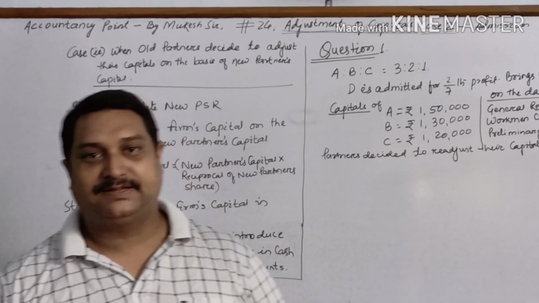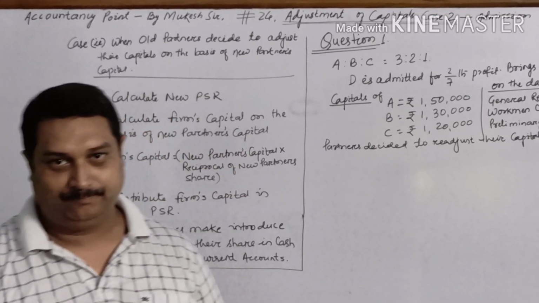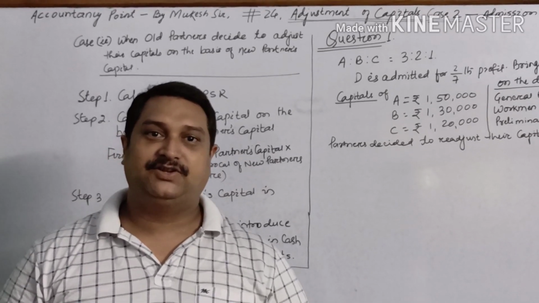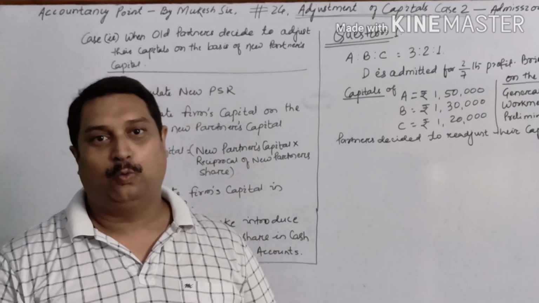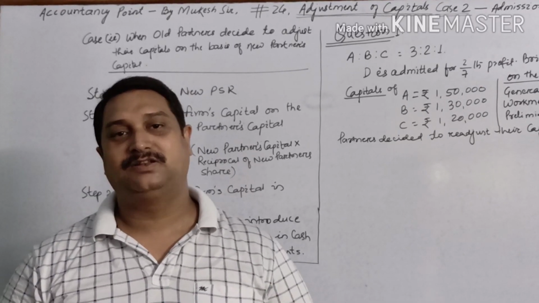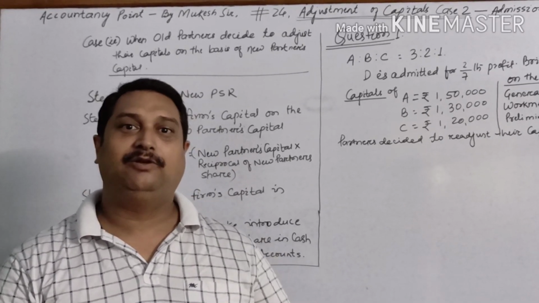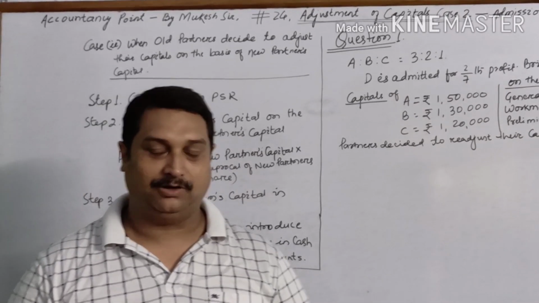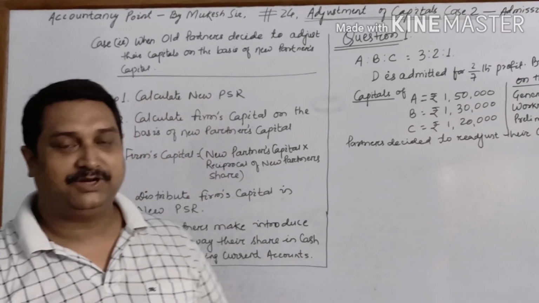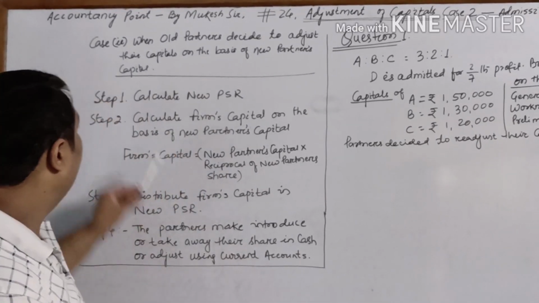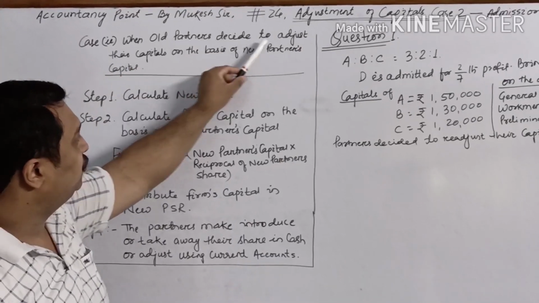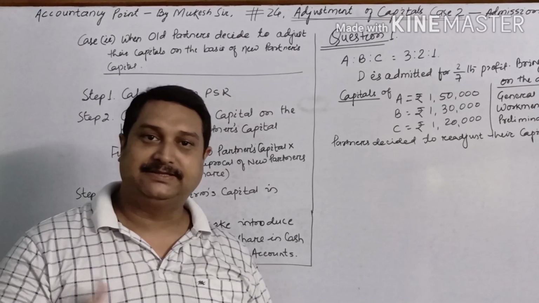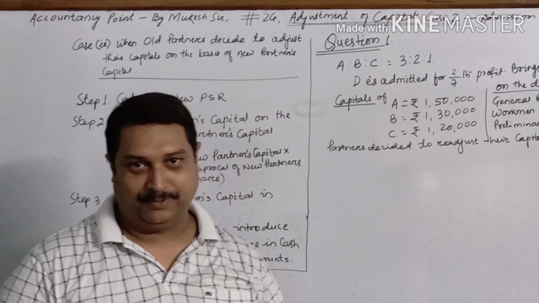The topic for today's discussion is the adjustment of capital. In the previous video number 23, we saw the adjustment of capital case 1, when the new partner's capital is not given and we calculate it on the basis of the old partners' adjusted capital. Now this particular concept is case 2, where old partners want to adjust their capitals on the basis of the new partner's capital. This is the second case of the same topic.